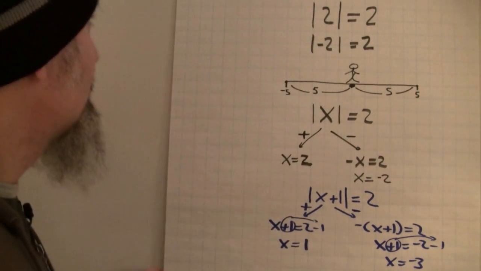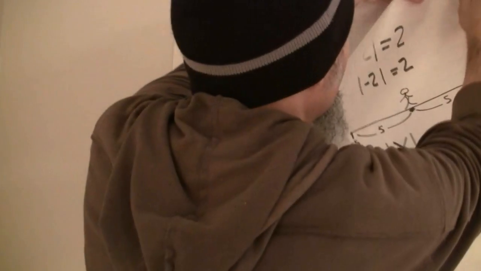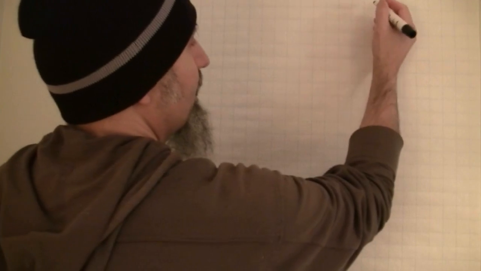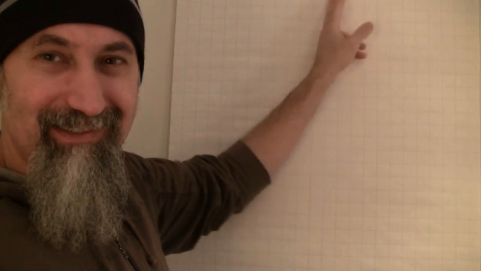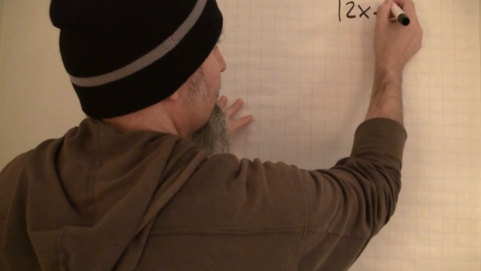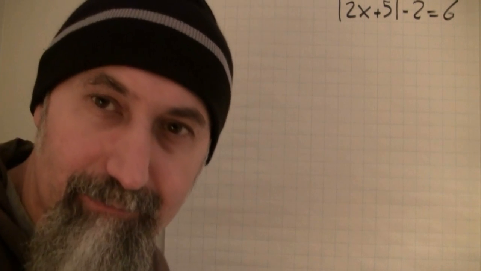Let's do something more complicated. So let's assume we had a more complicated function. Okay, let's do one more, a linear expression equaling something. Let's say we have the absolute value of 2x plus 5, minus 2, is equal to 6. Okay, hopefully you can see that.